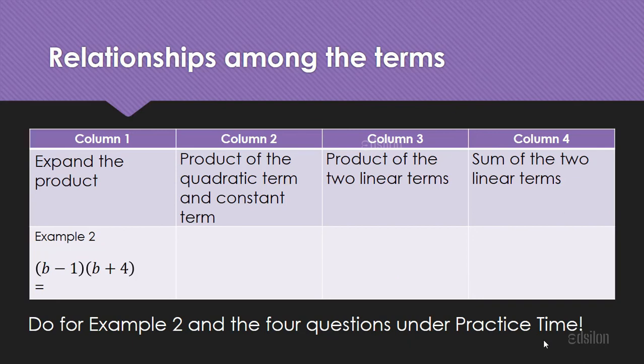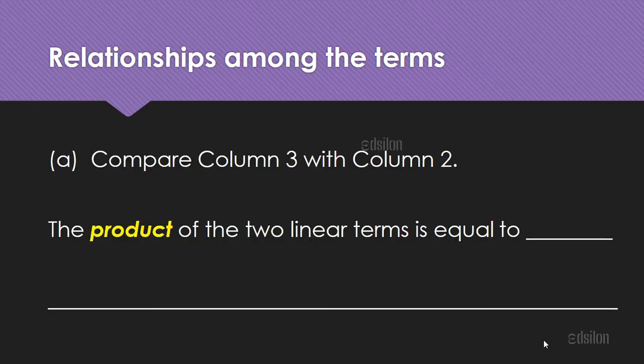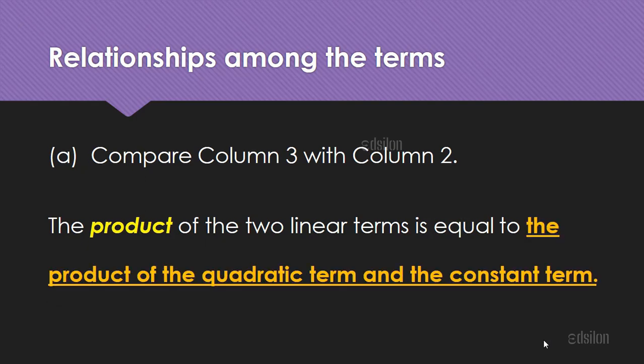Can you now work out example 2 and the 4 questions given under practice time? Pause the video to complete this task. Alright, let's go over the answers. I want you to compare the terms in column 3 with the corresponding terms in column 2. What can you say about the product of the two linear terms? Do you notice that the product of the two linear terms is equal to the product of the quadratic term and the constant term?